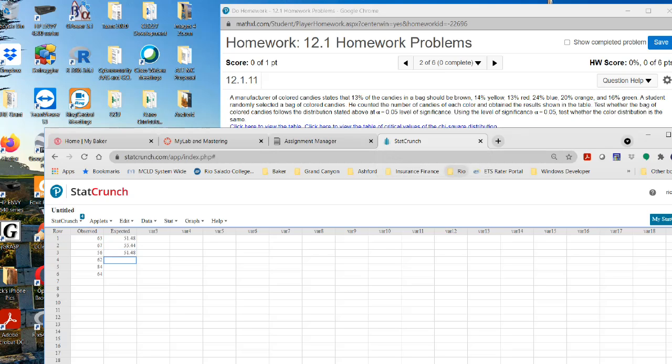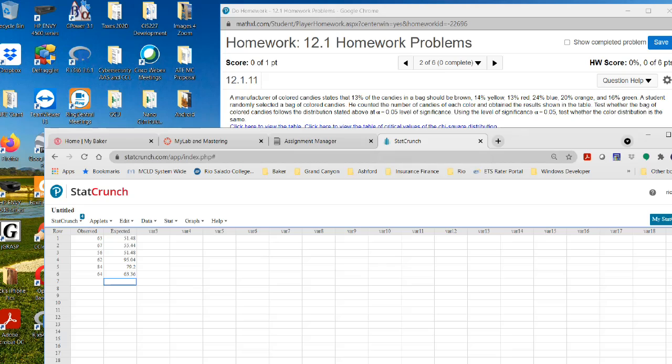And 24%, so 396 times 24, 95.04. And 396 times 20%, orange, would be 79.2. And 396 times 16% green would be 63.36. So, if those percentages were correct, this would be the number of candies of each color. This is what we actually counted. This is what should have been the case if these percentages were correct.